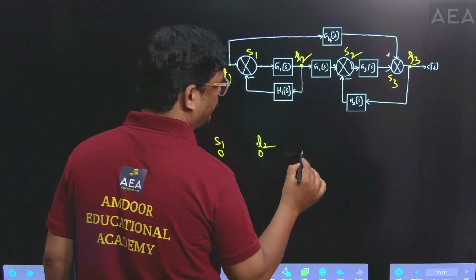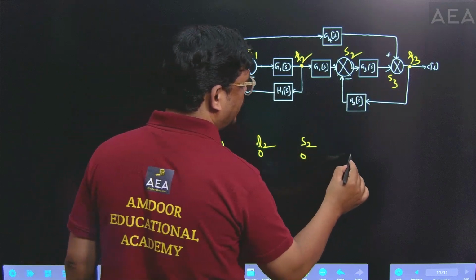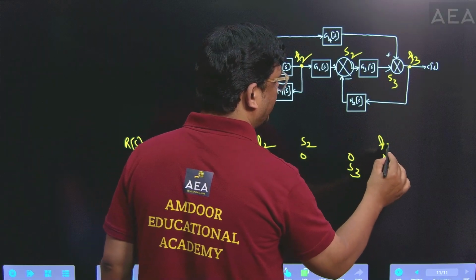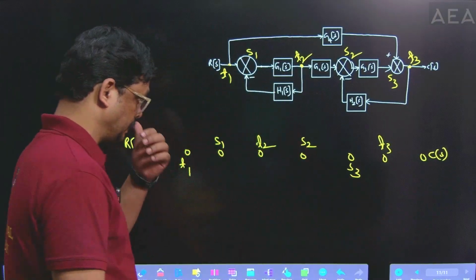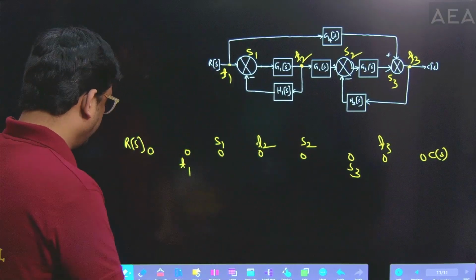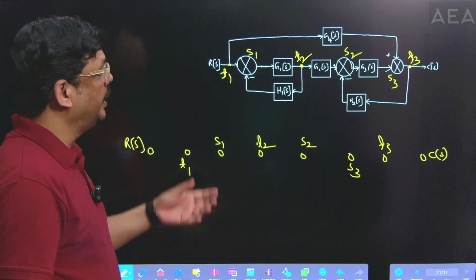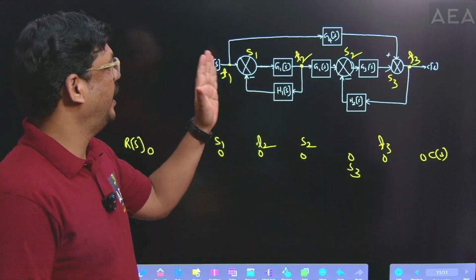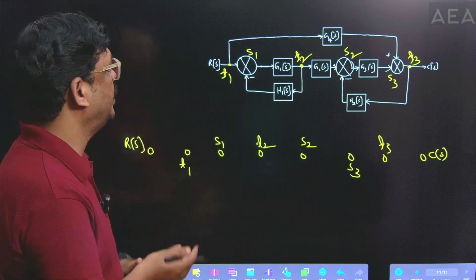Write the names also: summing point S2 and summing point S3, and here takeoff point T3, and finally we have to write the output of the system, C(S). So convert and replace each takeoff point as a node and each summing point as a node, and similarly assume one node is an input node, one node is an output node. Then go through the diagram.